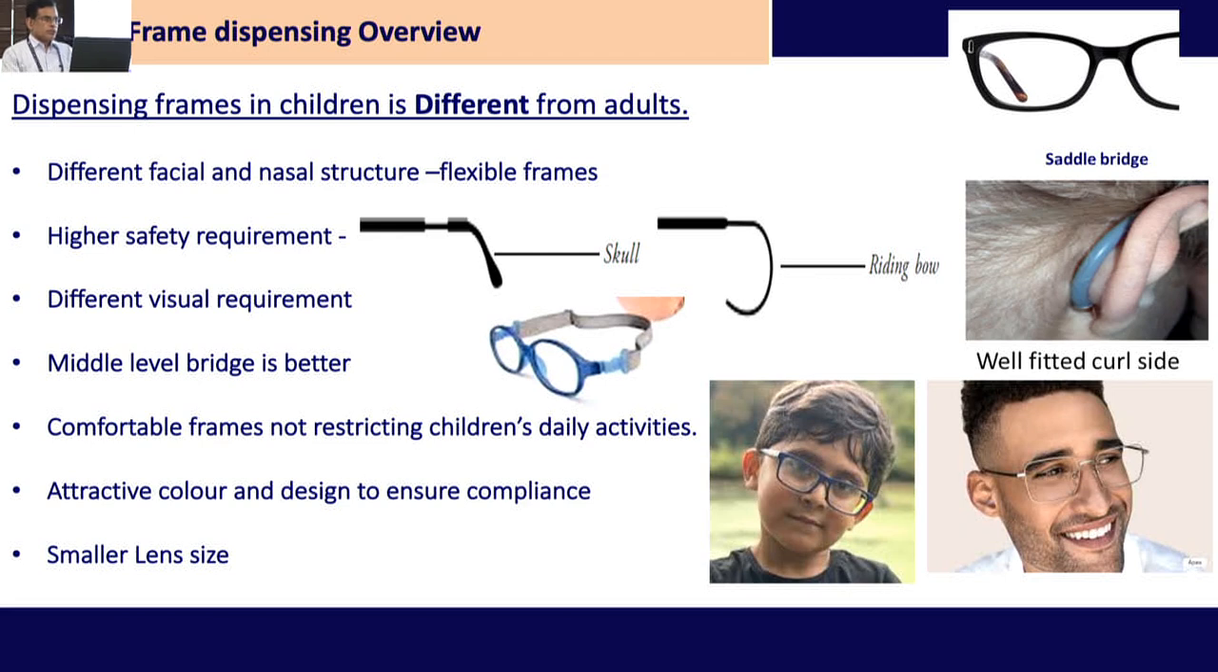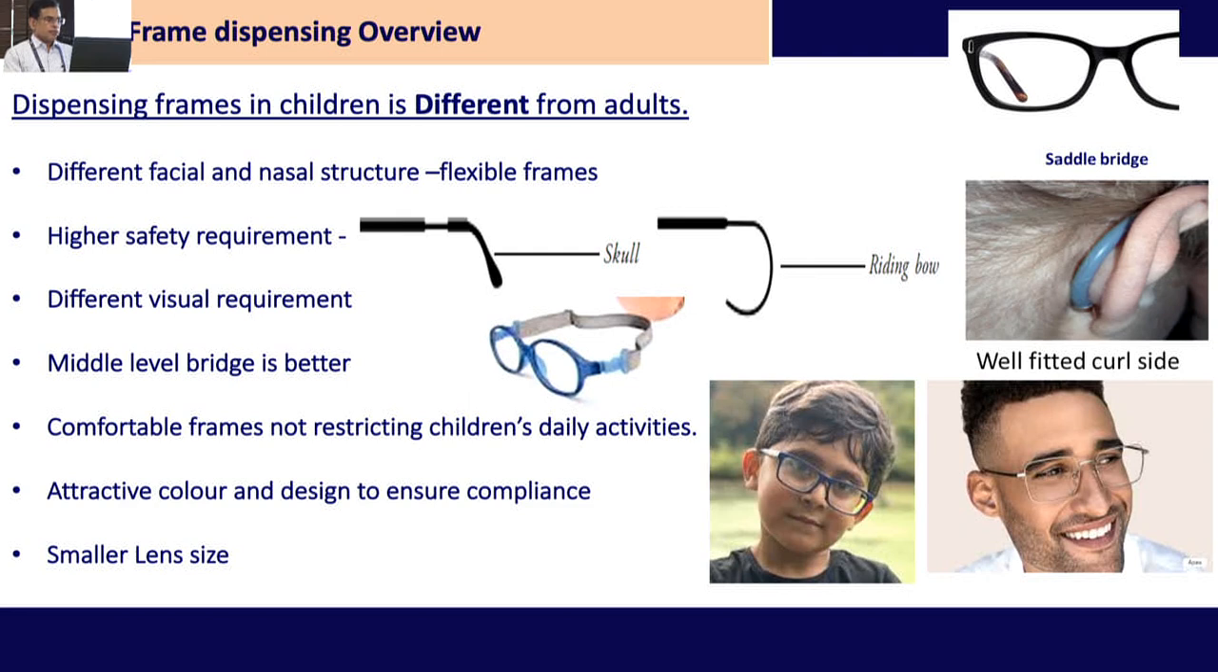So, dispensing frames. When it comes to the facial and nasal structure, what is usually preferred is a saddle bridge type of nose in the frame, and you also need to ensure a snug fit so that the frame doesn't come loose. You can use riding bow or skull type legs, and nowadays you also have adjustable straps which can be used to ensure that the specs sit comfortably without being too tight or loose.